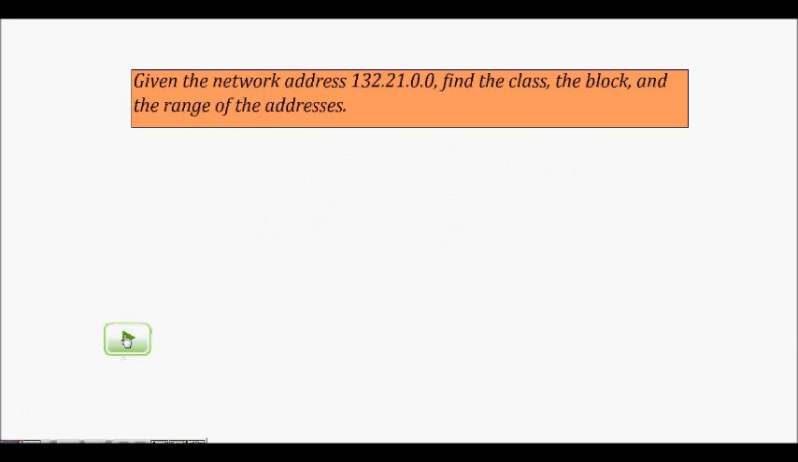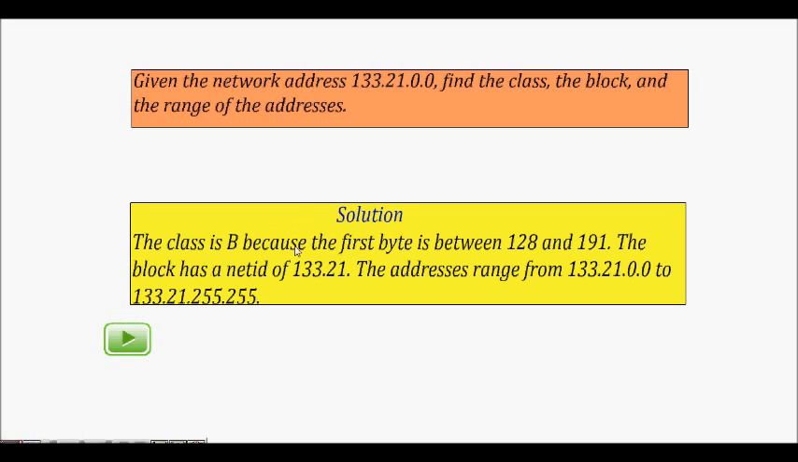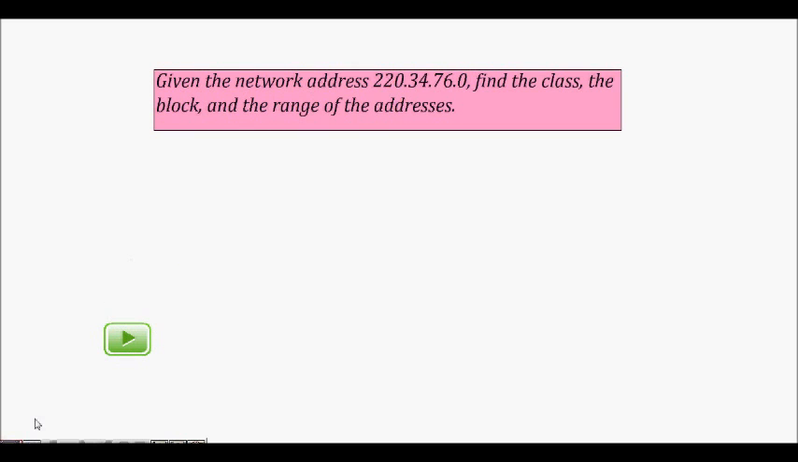Let's see the answer. For class B addresses, the first byte is between 128 and 191. The block has net ID 132.21, and the address ranges from 132.21.0.0 to 132.21.255.255. So this is also fine.